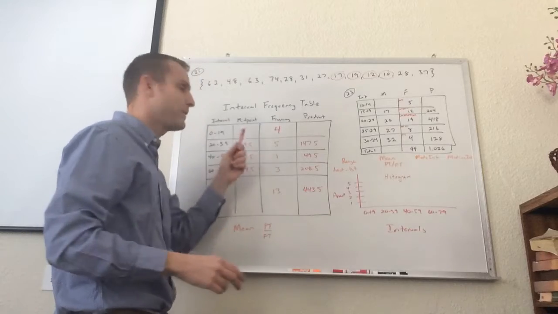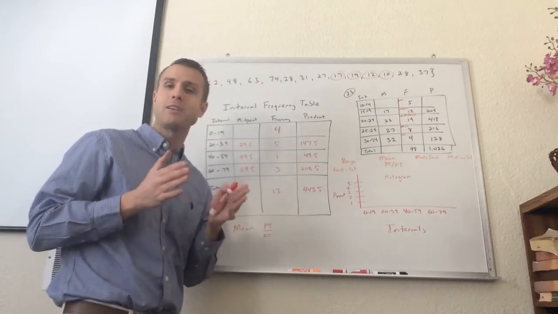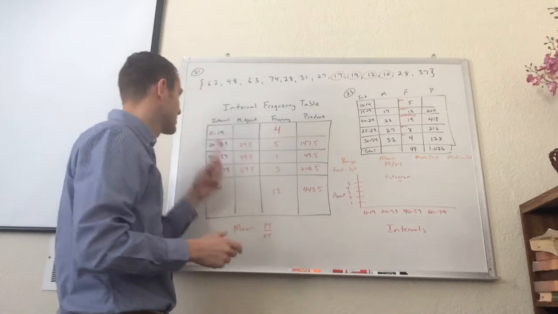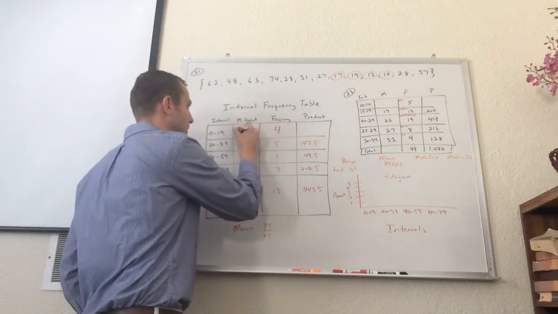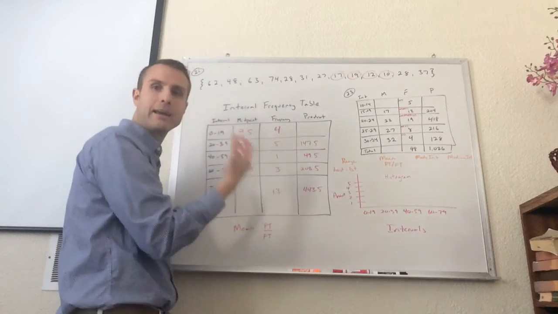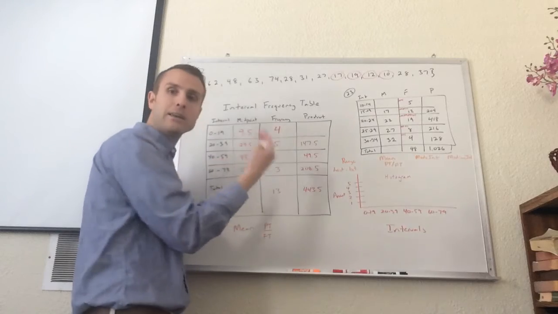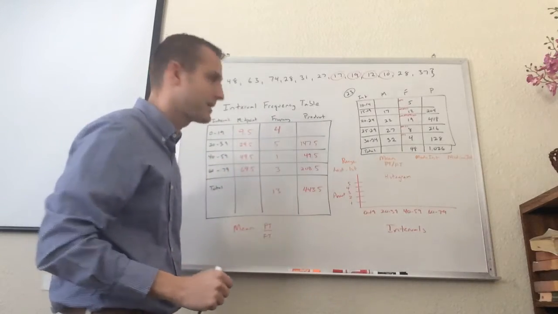Next, you're going to find your midpoint. Your midpoint is very easy. All you have to do is add your 2 numbers together, your first and your last, and divide by 2. So 0 plus 19 divided by 2 is 9.5. I already did the rest of them, but you would do 20 plus 39 divided by 2 is 29.5. 40 plus 59 divided by 2, 49.5. Remember, you can use a calculator for this lesson.